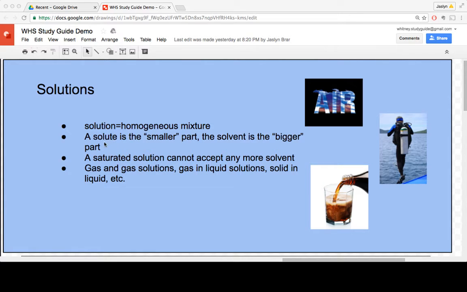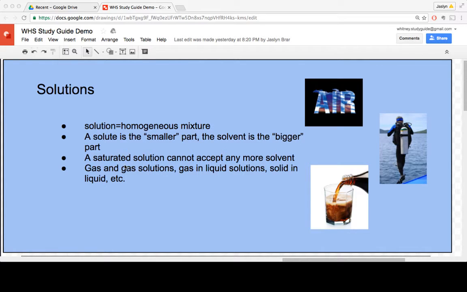So a solute is the smaller part, and the solvent is the bigger part. An example is when you put salt in a large glass of water, the salt would be the solute, and the solvent would be the water. They sound pretty similar, so I personally remember it by counting the letters in the word. Solute only has 6 letters, solvent has 7. So since it has fewer letters, it's smaller. That's just a trick I use to remember.